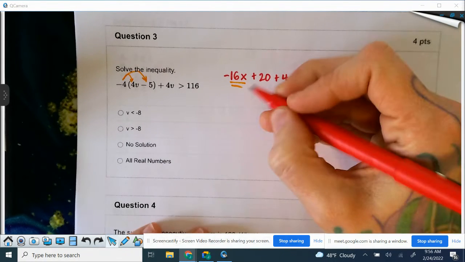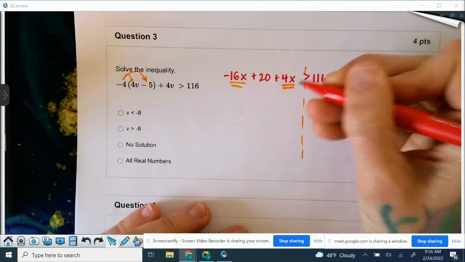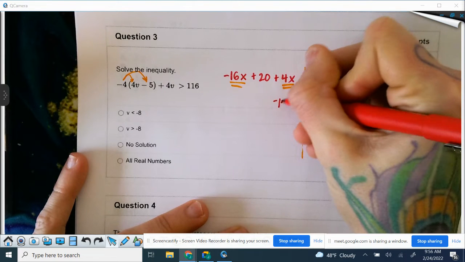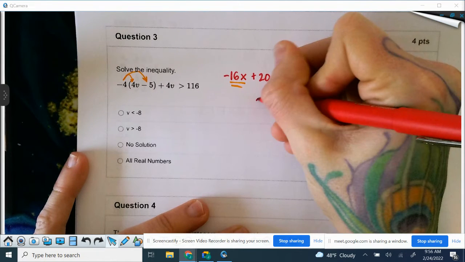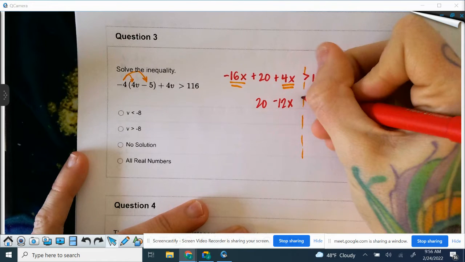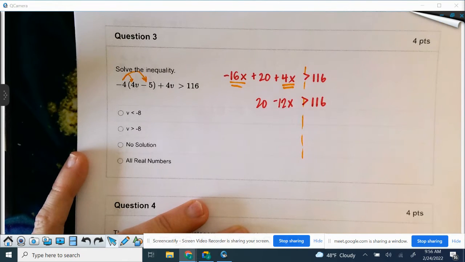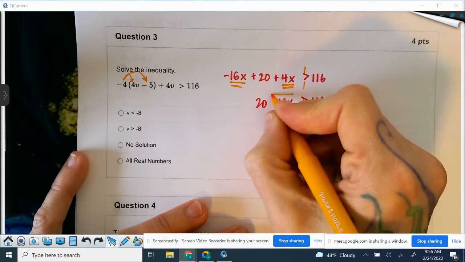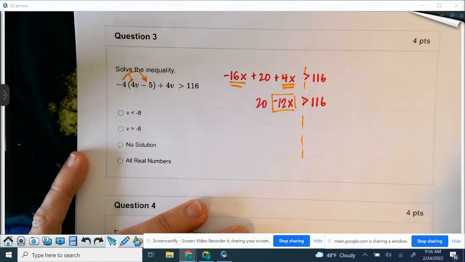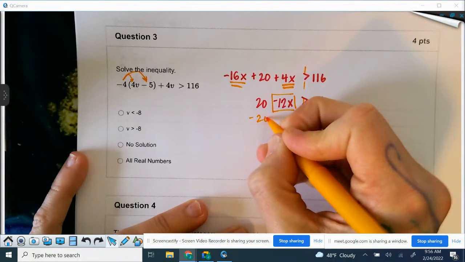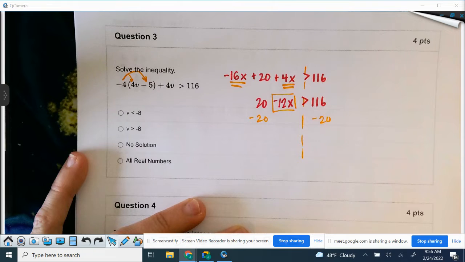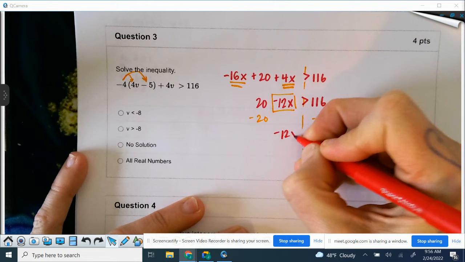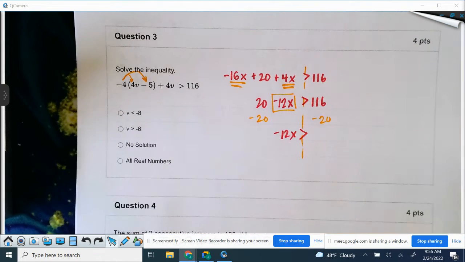These are like terms, so we're going to put those together. So negative 16, I owe you $16, but I handed you 4. Means I still owe you 12. Positive 20. I need that 12x. I need to get x by itself. So we're going to subtract 20 from both sides. Negative 12x is greater than, and I don't want to do this math in my head, it's 96.